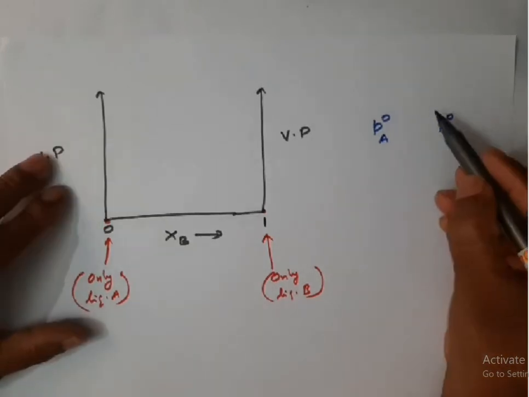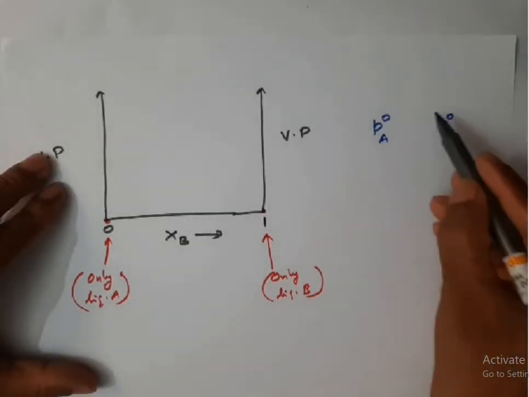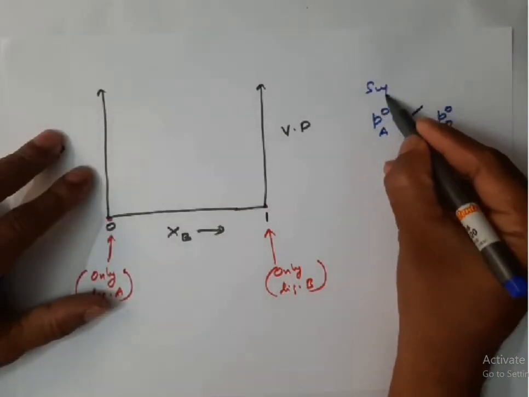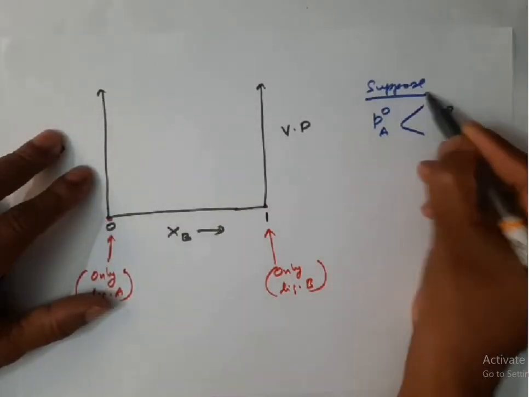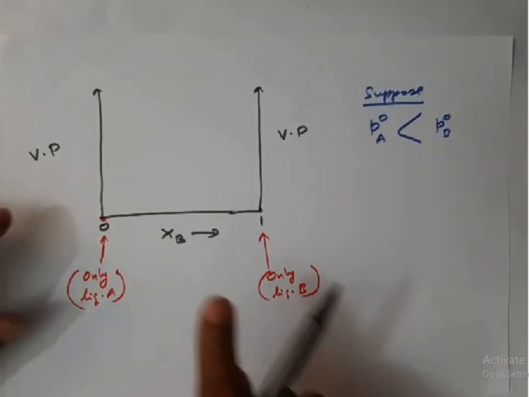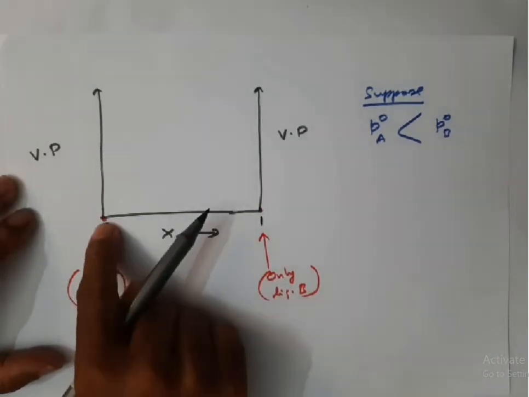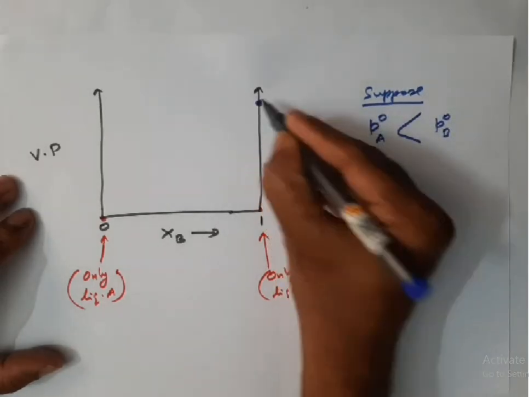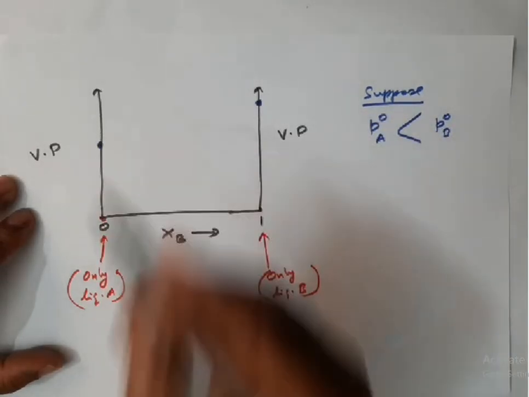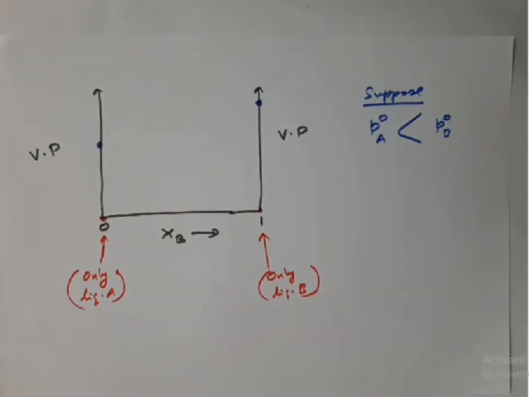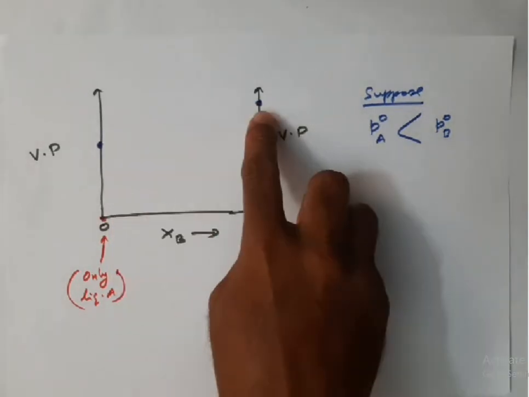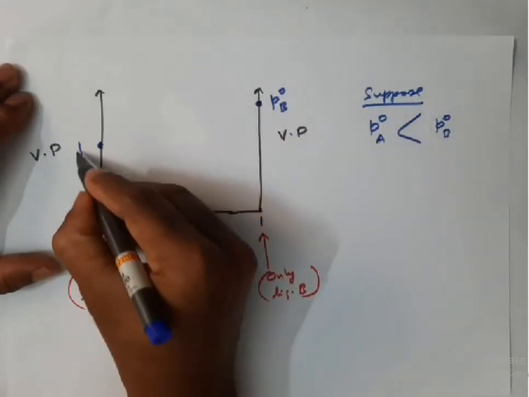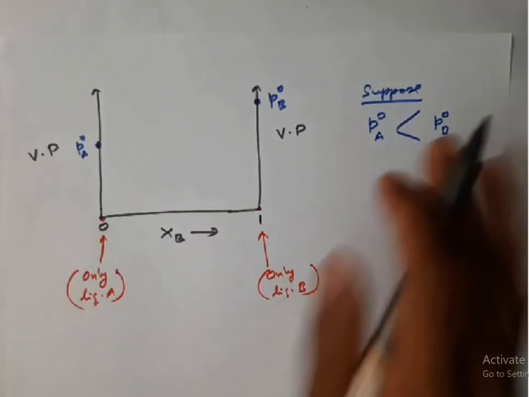Now let us assume that P naught B is greater. It's an assumption, suppose. Okay, then see, here I have pure liquid A, here I have pure liquid B. Vapor pressure of pure B is greater, so this is greater and A is smaller. This is vapor pressure of pure B. This is vapor pressure of pure A. I am assuming like that.